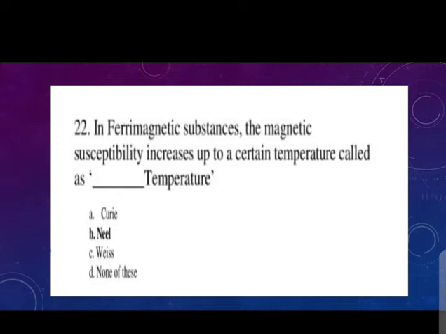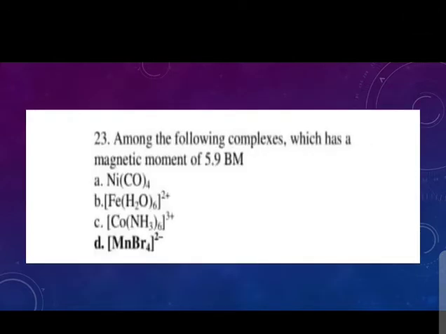Moving to our next question. In ferrimagnetic substances, the magnetic susceptibility increases up to a certain temperature called as dash temperature. So our options are A. Curie, B. Neel, C. Weiss, D. None of this. So our correct option is B. Neel.